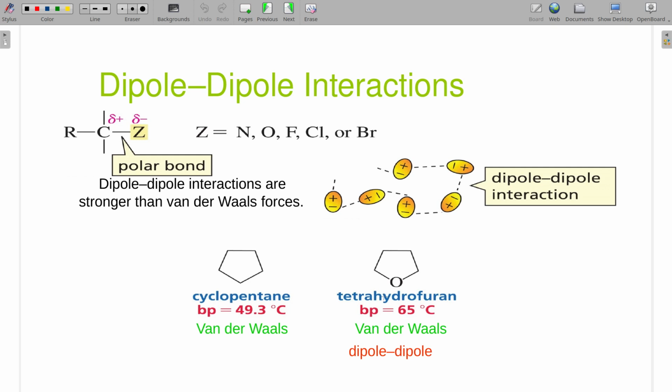And same thing happens with oxygens and nitrogens. Just having the lone pair of electrons on the oxygen creates a dipole moment, and we see a drastic increase of boiling point just by adding an oxygen into the same type of structure. And it is just because it creates the possibility of a dipole-dipole interaction.